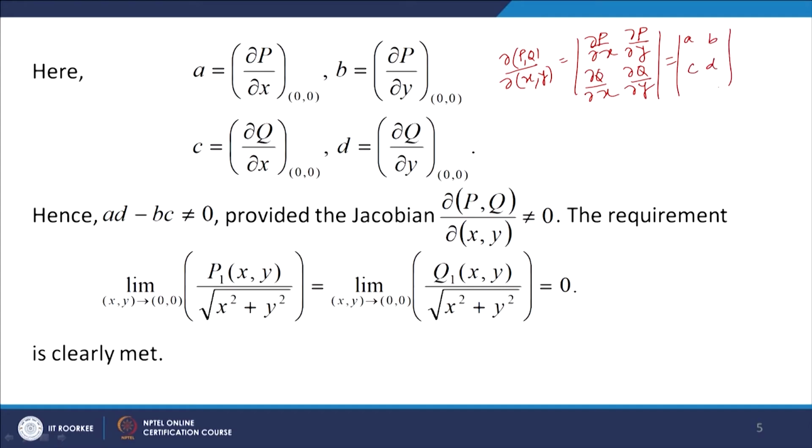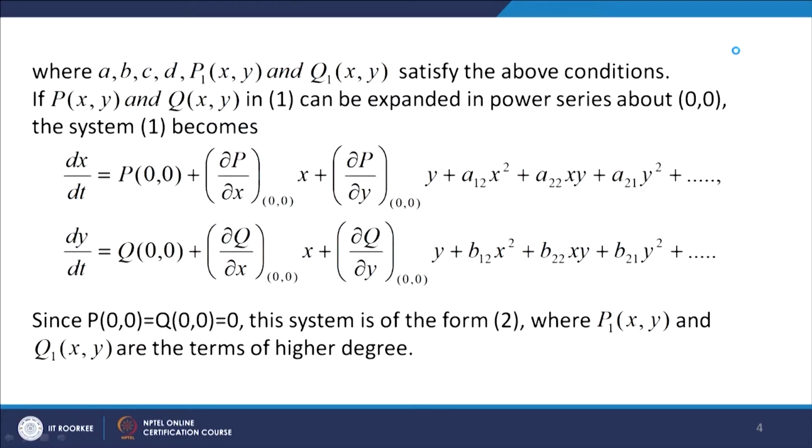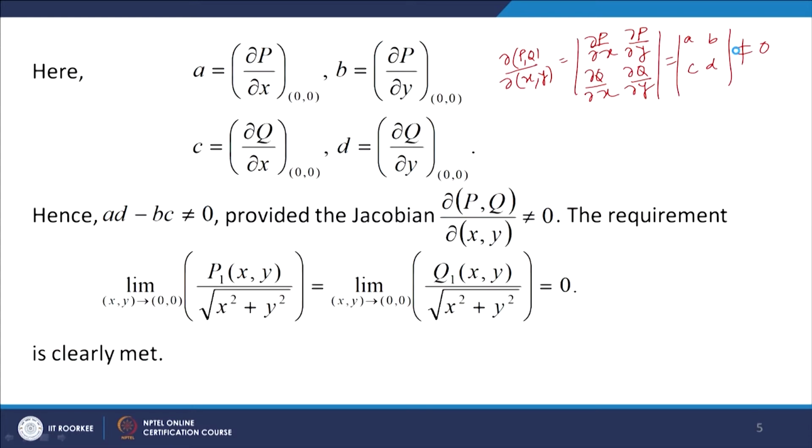Okay, so a is the partial derivative of p with respect to x at (0, 0). Similarly for b, c and d, and ad minus bc not equal to 0 means that this Jacobian is not 0. The requirement is clearly met, because P1(x, y) and Q1(x, y) contain second and higher order terms. So, when we divide by the square root of x squared plus y squared and take the limit as (x, y) tends to (0, 0), the limit becomes 0. So, this requirement is met and this requirement is also met.